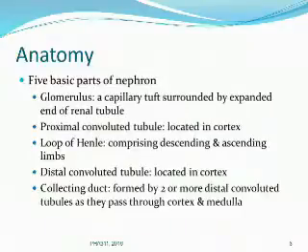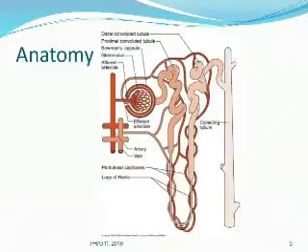And then the next part goes to the distal convoluted tubule. This one goes back into the cortex area, and they all join from multiple nephrons. They join together into the collecting ducts, and from there they all join together and go to the ureters, and then go into the bladder.